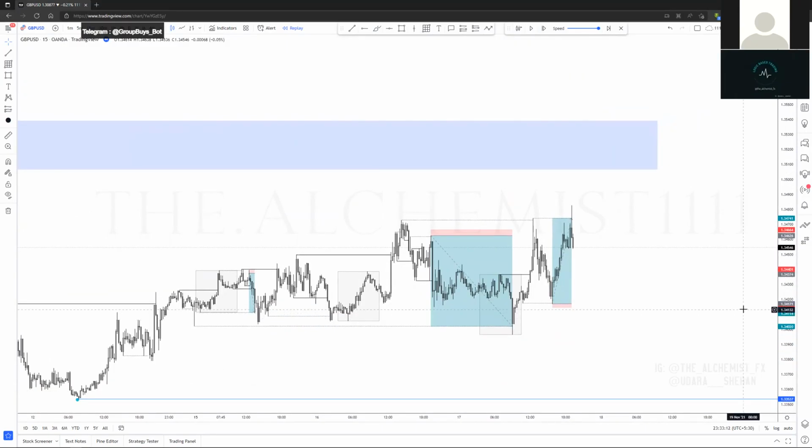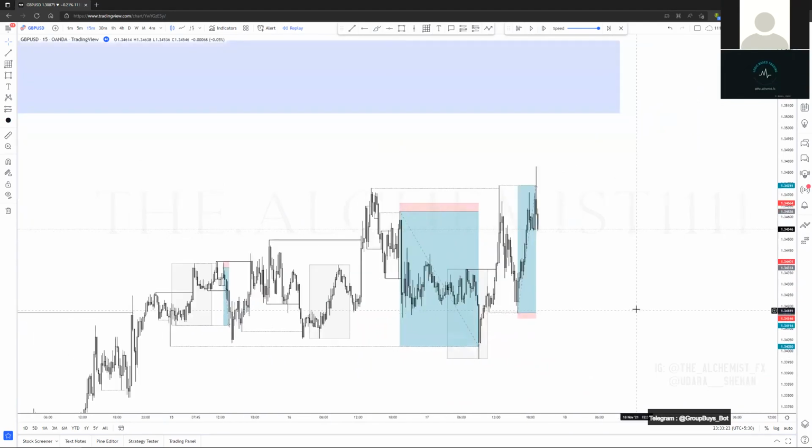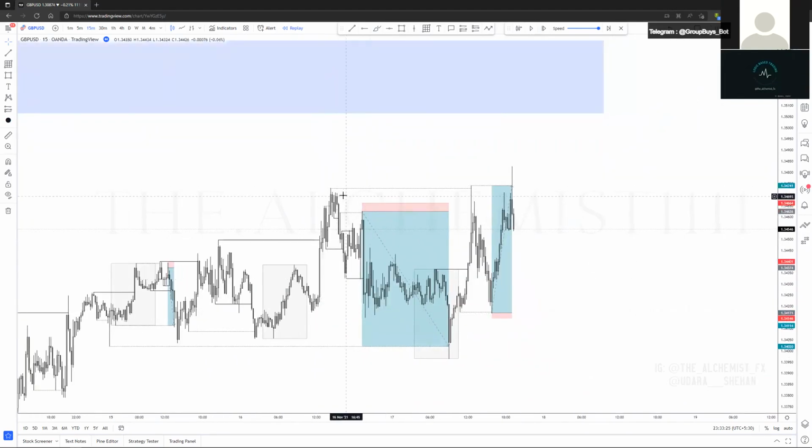So yes, same thing on gold, but the minimum stop loss size I use on gold is 10 pips. Sometimes we go for 6 to 7 pips too. Sometimes before London opens, the volatility of the gold is not that strong.